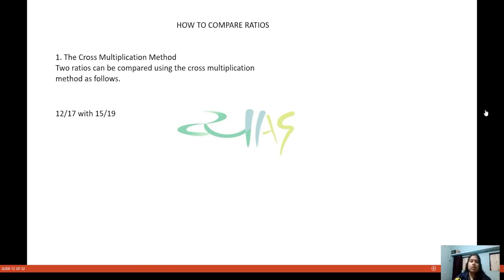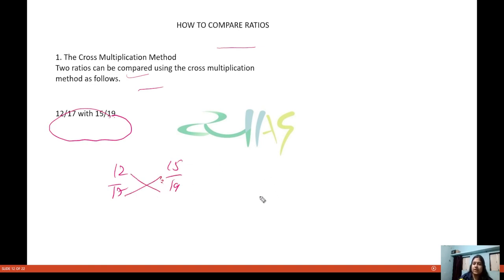Now look at this, how to compare ratios. One comparison method we have already seen. There is another method to compare ratios. We have 12 by 17 and 15 by 19. You cross multiply this. So 12 into 19 you do, and 17 into 15 you do. Whichever is the bigger one, that one will be the bigger ratio.